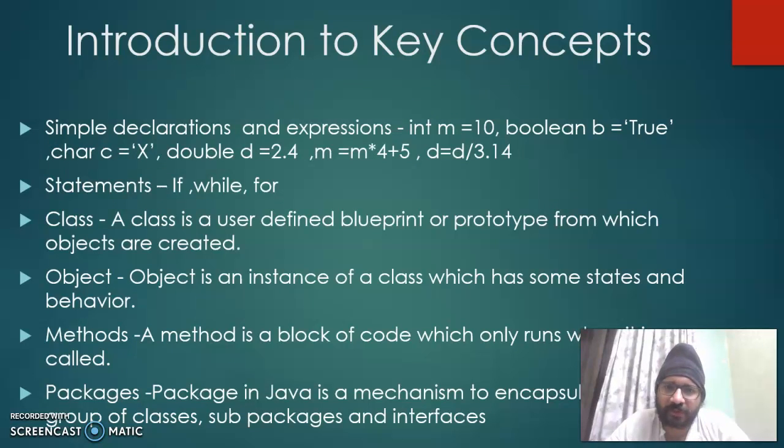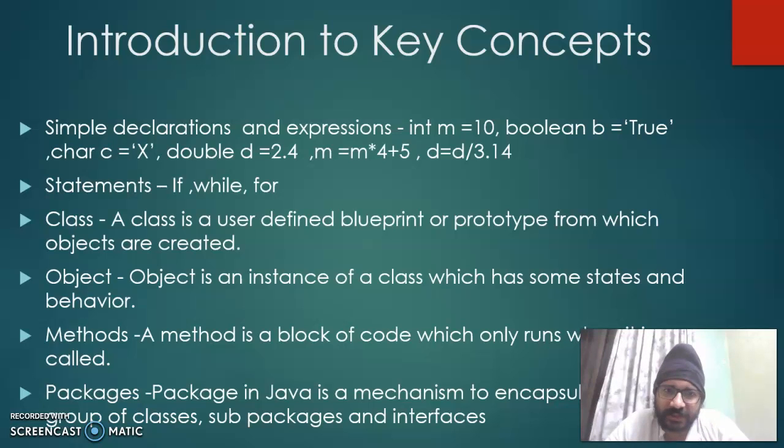Now I'll introduce you to some of the key concepts which will help you write a Java program on your own. So you can have variable declarations and expressions, like you can have an integer, a boolean which specifies a value of true or false, a simple character using char variable, and also a double which is a specific number which has decimal places in it. We can do computations like multiply a number, divide a number, raise to the power of x or whatever. So all these operations can be performed in Java with the help of these declarations and expressions.